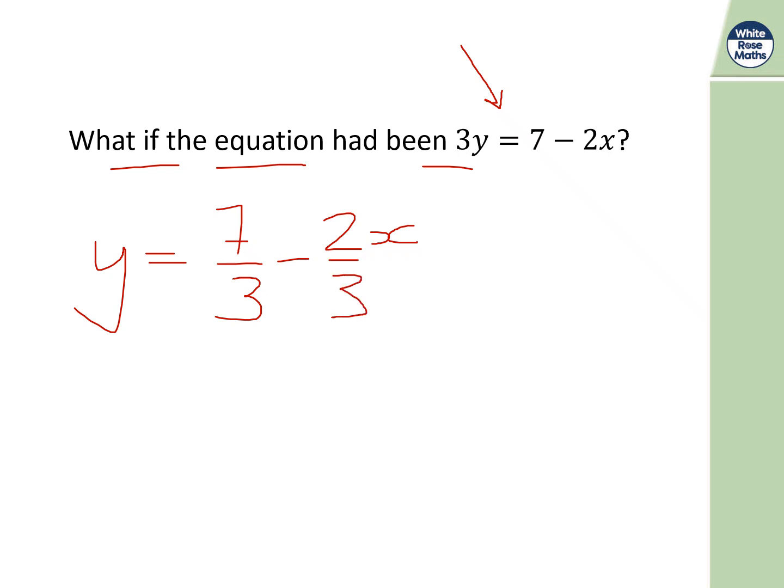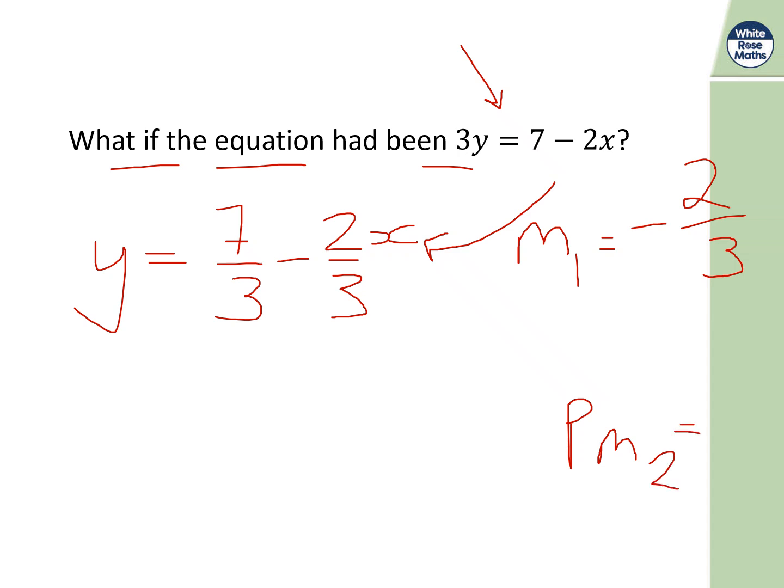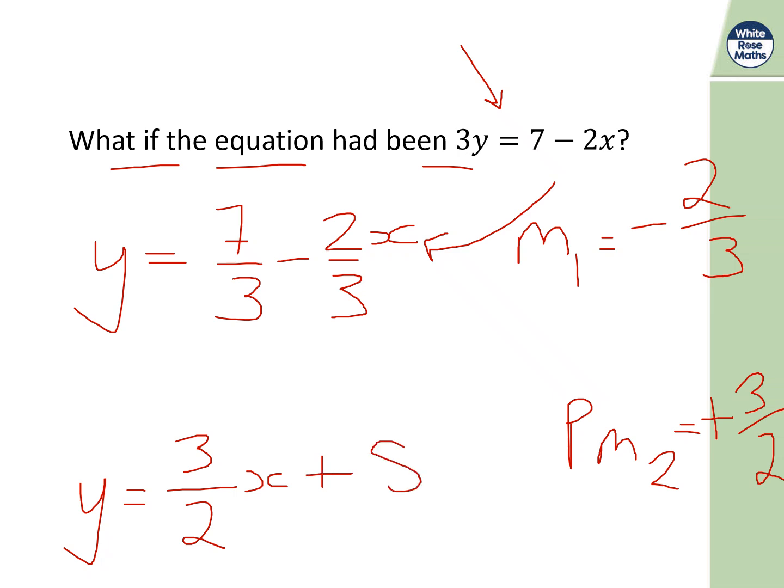So the gradient this time, I'll call it m1, would be minus 2/3. The negative reciprocal of that, I'll call it m2, would be positive 3 over 2, or positive 3/2. So the perpendicular to this line would be in the format y is equal to 3 over 2 x plus a number, plus 8, I'm going to go for, or 1.5x.